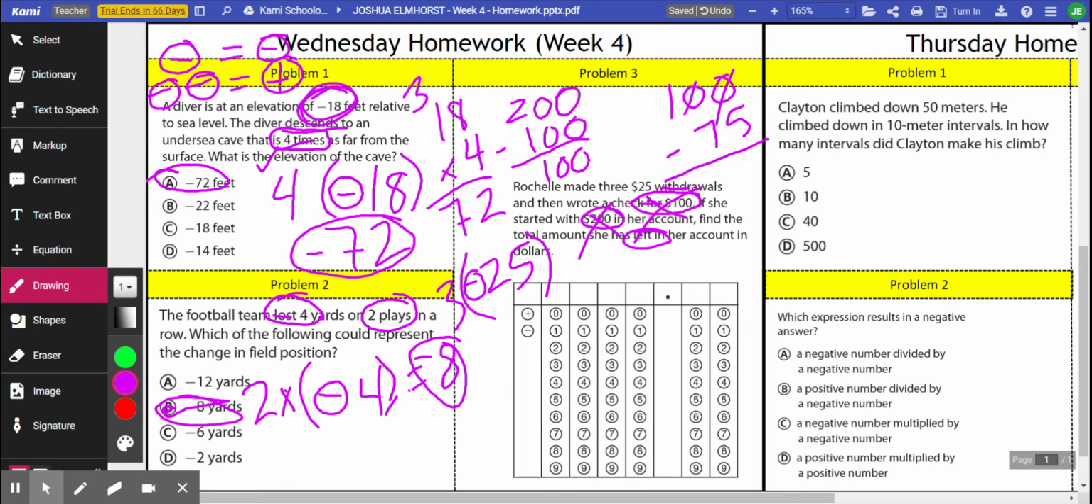Once we subtract that, that's going to be 9, that's going to be 10. So we got 5 and then 2.